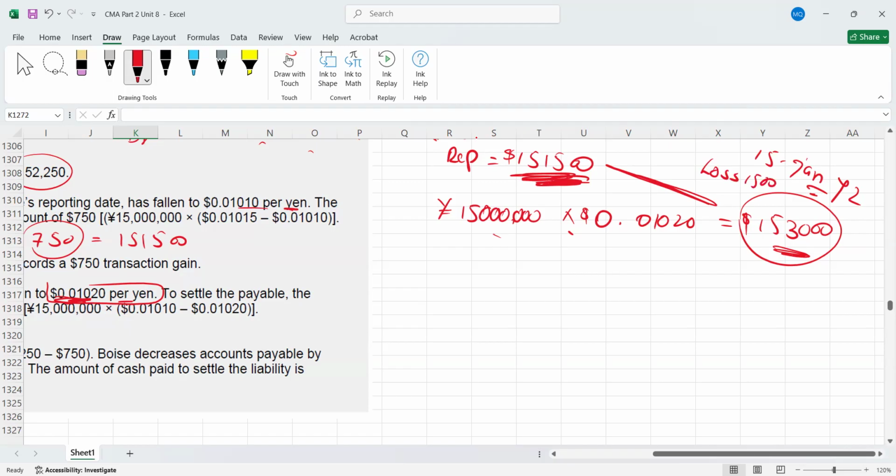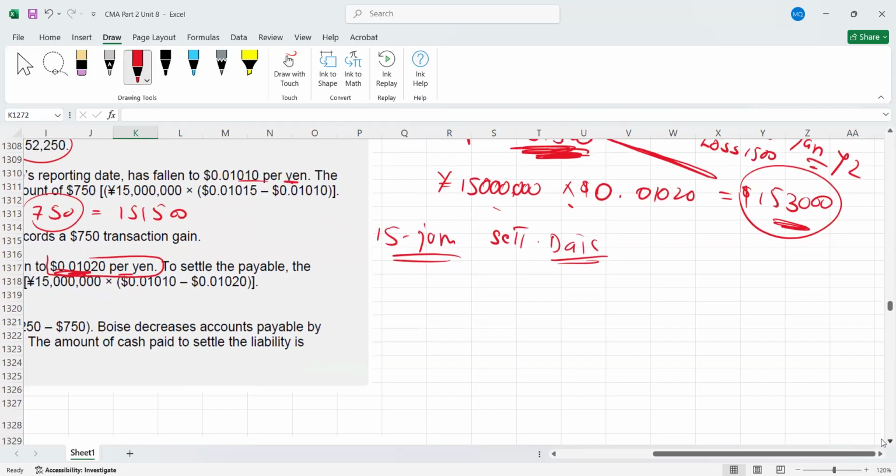Now, guys, what will you do here? Because this is the settlement, on 15th January this entry you will pass. This is your settlement date. So what entry will you pass? You will first debit your payable, which was showing at the reporting date. It was 151,500. This was the liability at the reporting date, right?